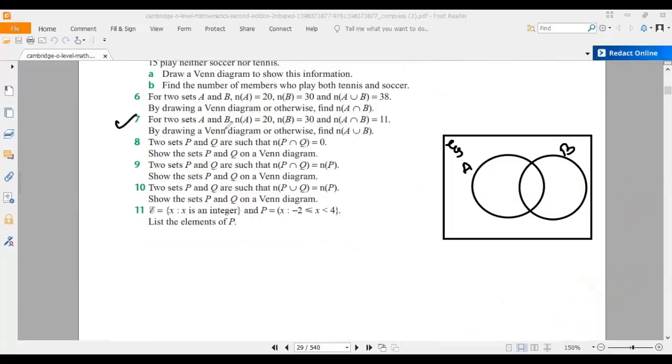Now for question number 7, we can use the same diagram for two sets A and B, n of A equal to 20, n of B equal to 30, same value is given, and n of A intersection B equal to 11. That means this is the common part, that is 11. Now the question asks to find out n of A union B. So we can use two formulas.